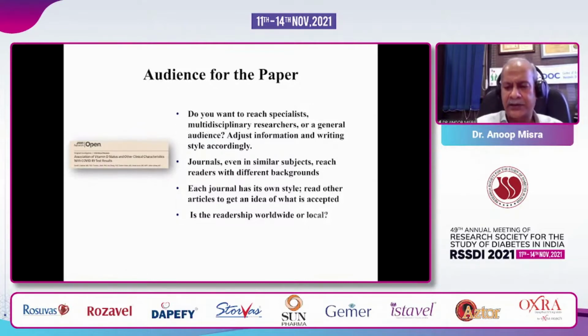Journals, even in a similar subject, reach readers with different backgrounds, and you must write in the manner that the journal wants if you want to publish in a particular journal. Each journal has its own style. We must read a journal's articles beforehand to get an idea of what is accepted. And then, are you reaching an Indian audience? Are you reaching a state audience? Or are you reaching an audience worldwide?